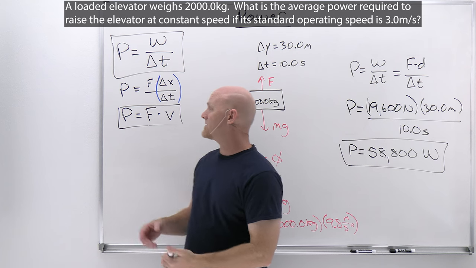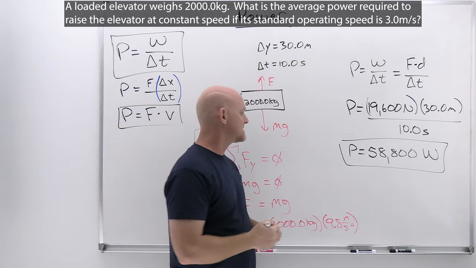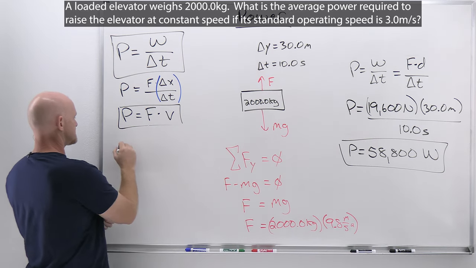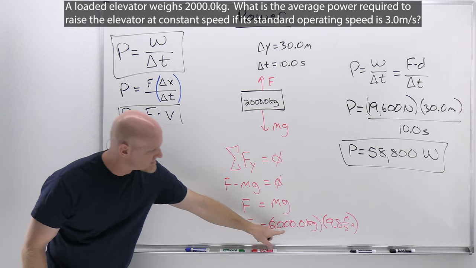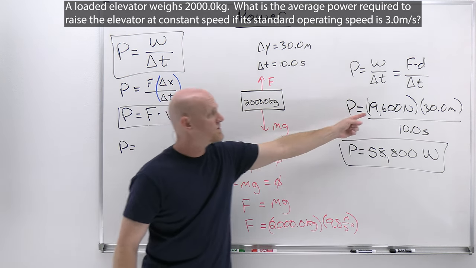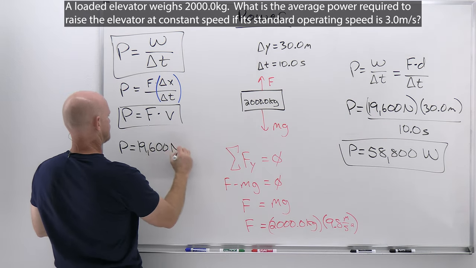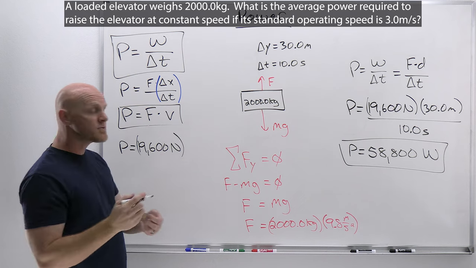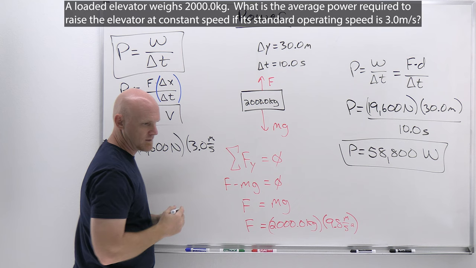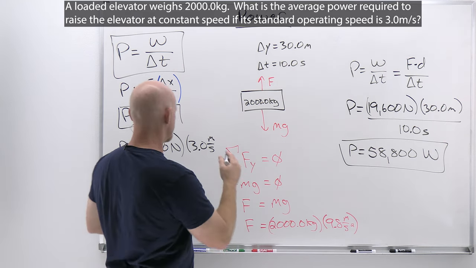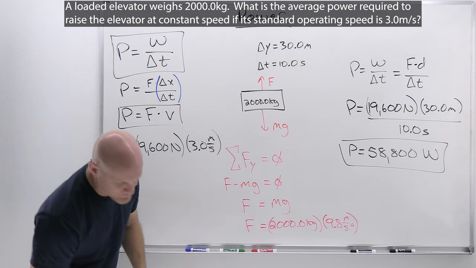And as such, if you're given a velocity, it's probably gonna be more convenient to use this form of the power formula instead. And so in this case, in fact, let's just plug it right in. So we know the force, again, at constant velocity here is gonna have to be that 2,000 kilograms times 9.8, which we figured out was the 19,600 newtons. And now we're told the 3.0 meters per second. So we're given just 3.0, two sig figs this time. And it's just force times velocity, and we should get the same answer.